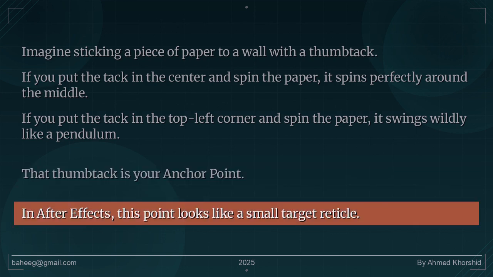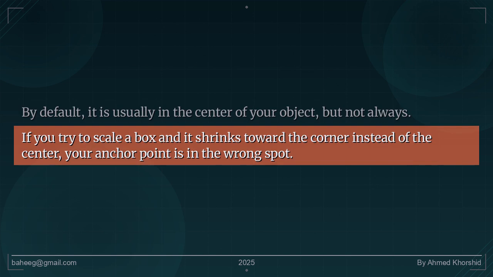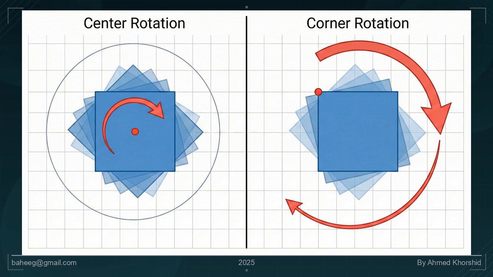In After Effects, this point looks like a small target reticle. By default, it is usually in the center of your object, but not always. If you try to scale a box and it shrinks toward the corner instead of the center, your anchor point is in the wrong spot. Figure: a side-by-side diagram comparison. On the left, a square rotates around an anchor point located in its exact center, spinning neatly in place. On the right, the same square rotates around an anchor point located in the top left corner, swinging in a wide arc. Red arrows indicate the direction of motion to visualize the pivot effect.